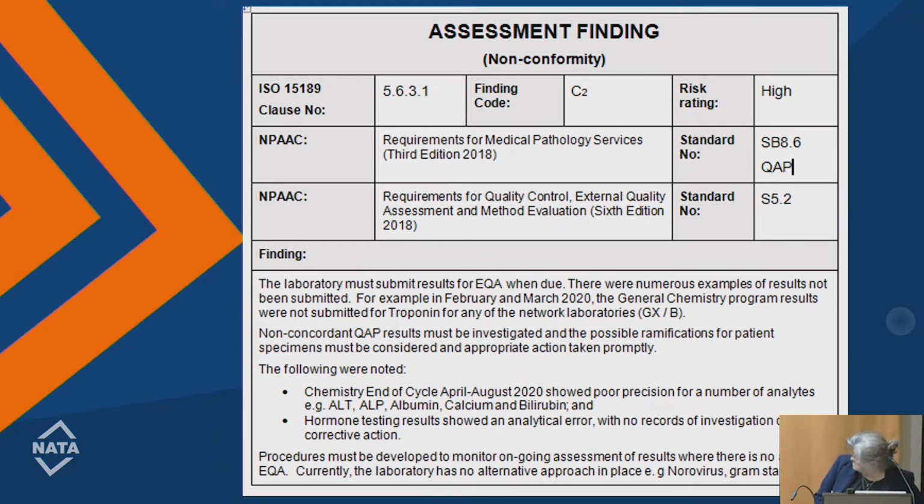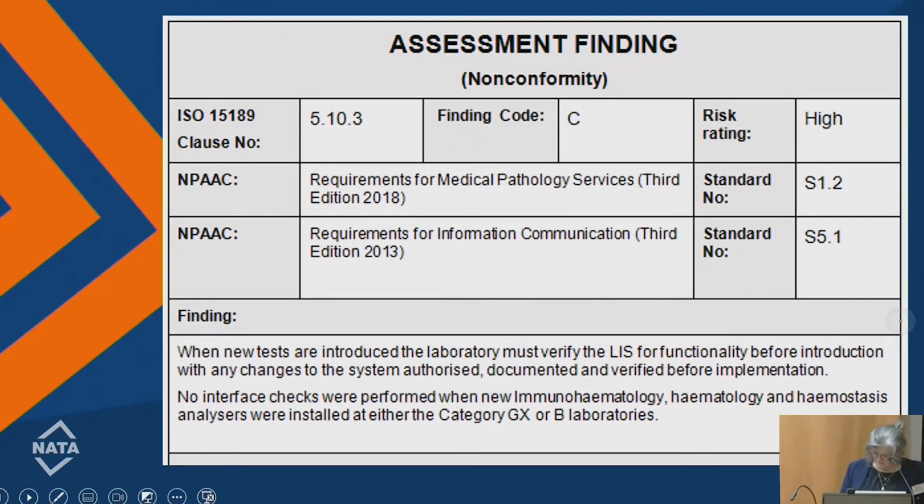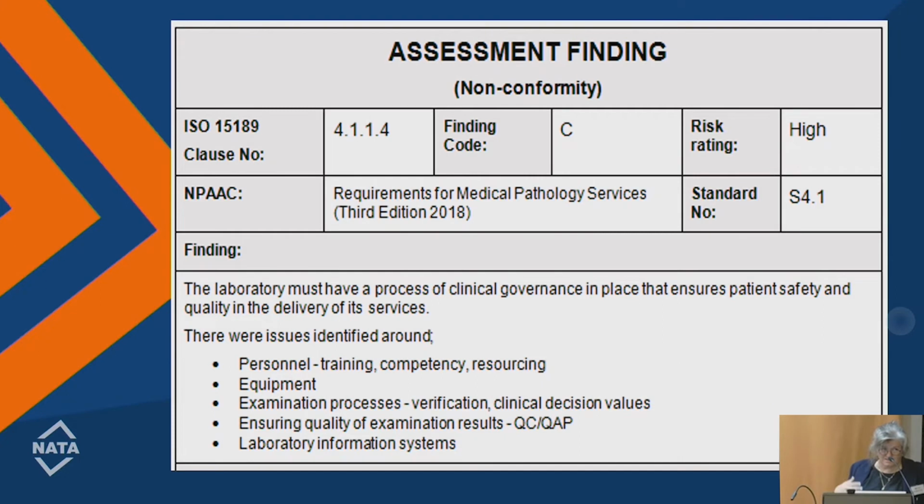Verification, QC, what was this? This one was the QC, this is the QAP one. Results weren't being submitted when they were due, and there are a number of examples of results not being submitted at all, and non-concordant results. So the full gamut, basically, that you would expect to see at a lab of this nature. The LIS was introduced and changed and updated, and it was not verified at the GX or the B laboratories, and that's another very high risk. So how do you know what results are going out?